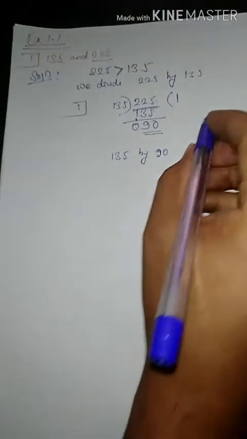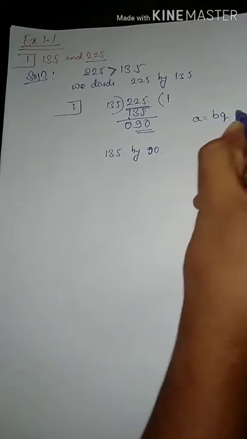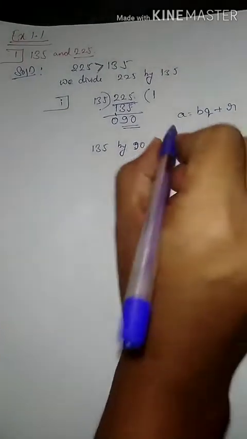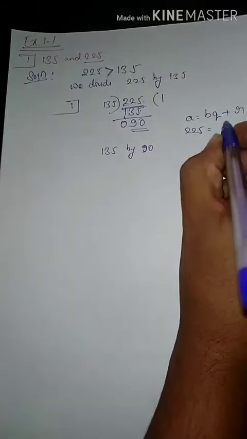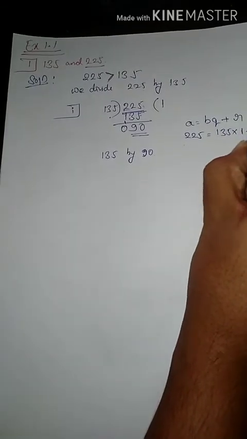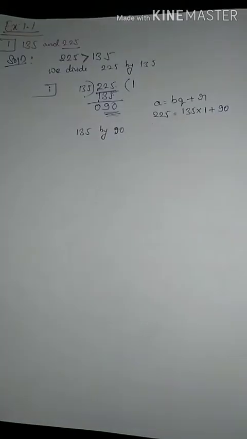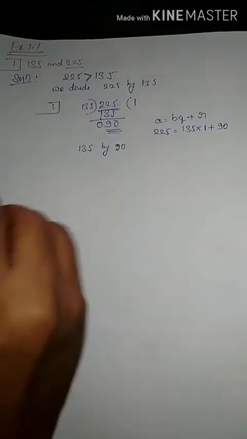So according to the Euclid division lemma, we know that Euclid division algorithm is a is equal to bq plus r. But here a is 225, b is 135, and the quotient is 1, plus remainder 90. So here the remainder is not 0. So 135 is again divided by 90.